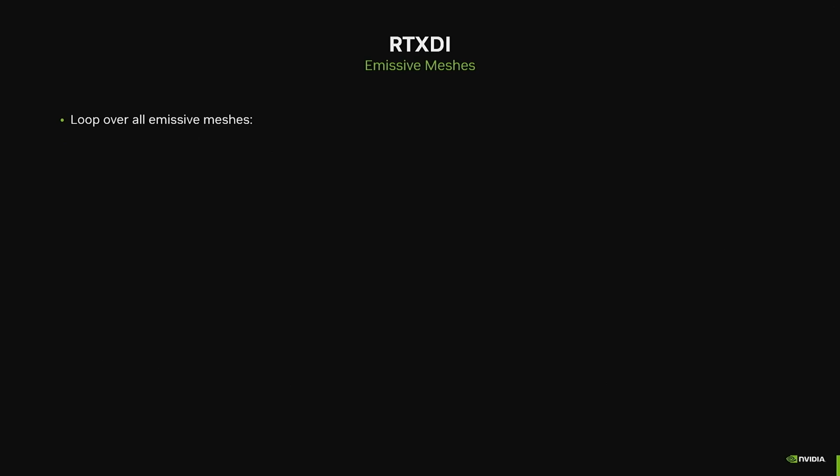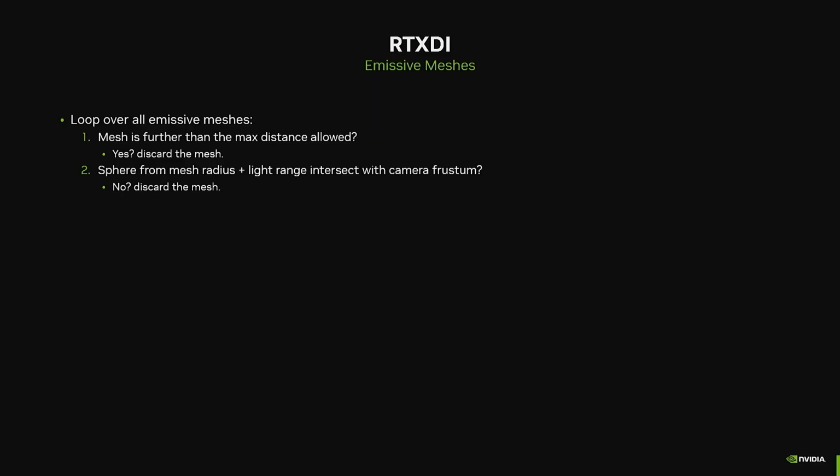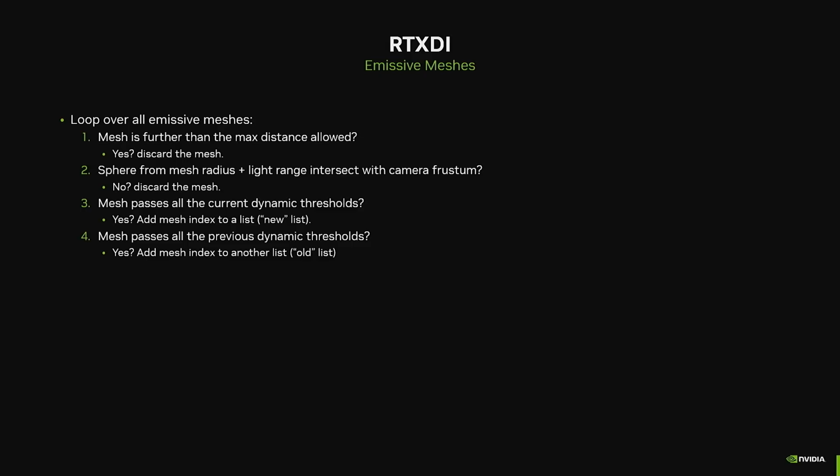So at every frame, what we do is we loop over all the emissive meshes that we have. If they are further than the max distance that is allowed, we don't care about them. Then we create a sphere from the mesh radius plus the light range, and we check if that intersects with the camera frustum. If it does not, then those lights won't have any influence in our final scene, so we can discard them. Then we check against all our current dynamic thresholds: the mesh radius, the emissive brightness, and the light range. If they pass those thresholds, we add that mesh to what we call the new list. And then we do the same, but with the thresholds that were used the last time, and we put them in what we call the old list.